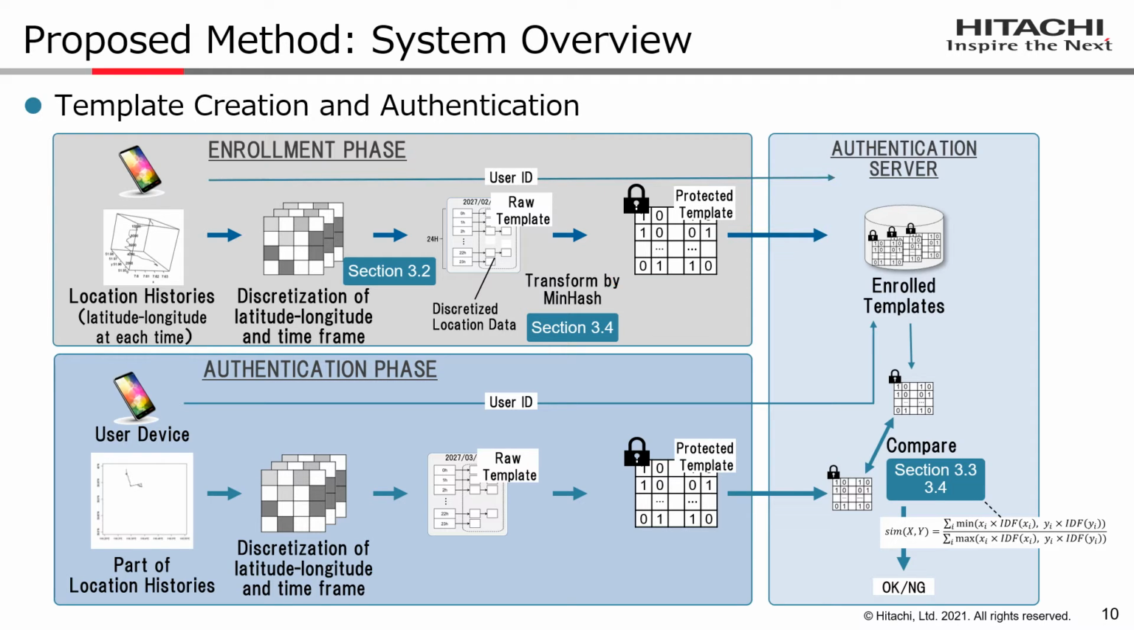The lower side in this figure shows authentication steps. Similar to the enrollment process, location histories are converted into protected templates, then sent to the authentication server, which calculates the similarity between templates. In this study, we used one day's profile for user authentication.